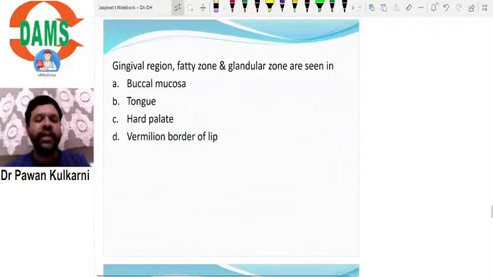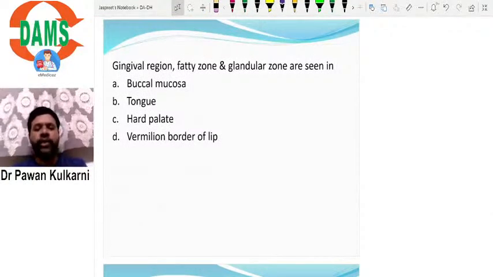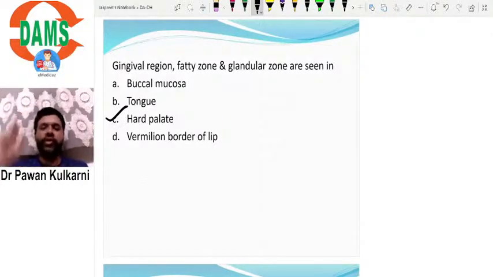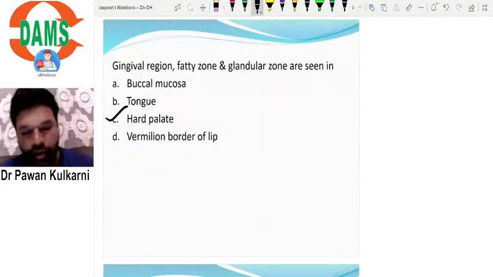Okay, gingival region, fatty zone, glandular zone are all seen in hard palate. We know that hard palate has got different zones: anterolateral zone, posterolateral zone. Anterolateral zone is nothing but fatty zone. Posterolateral zone is nothing but glandular zone, where it contains minor salivary glands. So we should remember that hard palate has got 4 zones: gingival zone, mid-palatine raphe, anterolateral zone, posterolateral zone. Anterolateral zone is also known as fatty zone. Posterolateral zone is also known as glandular zone.